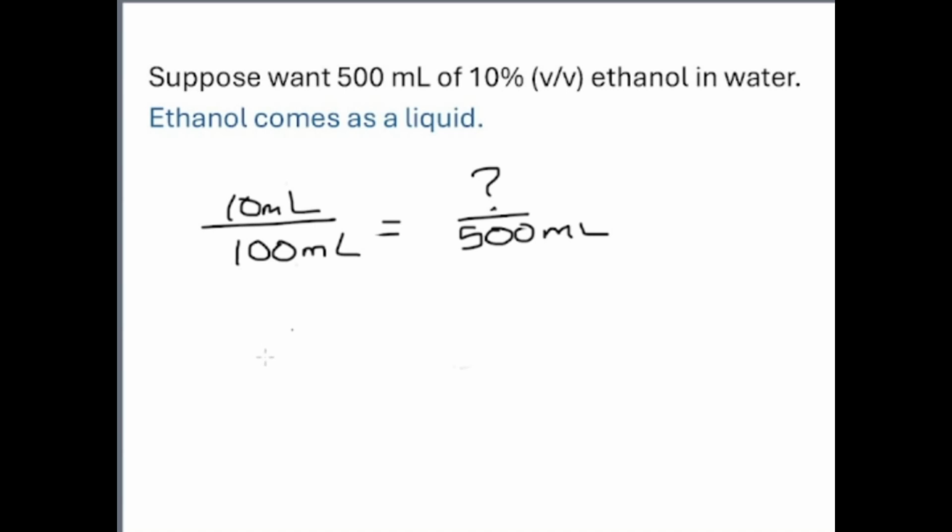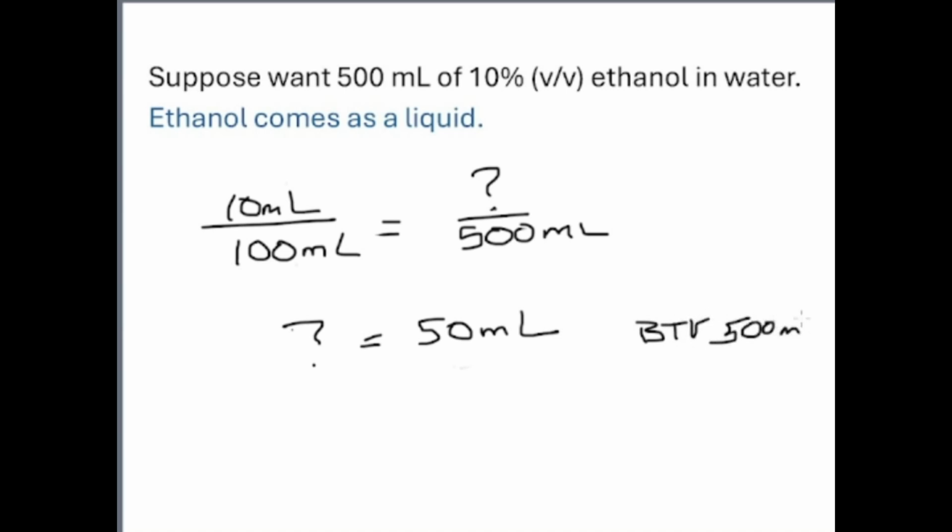So we can again solve this for question mark, and we come up with question mark equals 50 mils. So that's how much ethanol we would measure out to get our solution. And then again we would bring it to a volume of 500 mils.